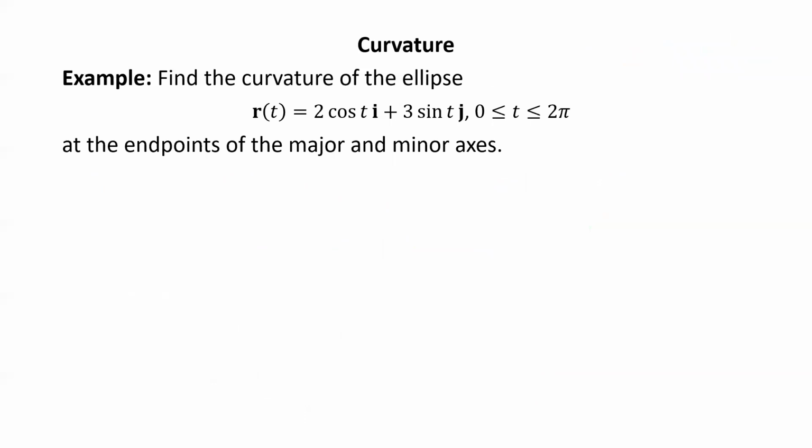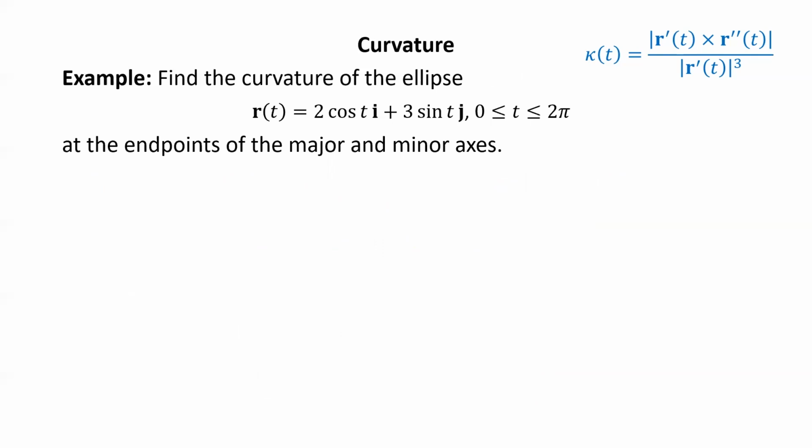Let's look at an example that's a little more complicated. Find the curvature of the ellipse r of t equals 2 cosine t i plus 3 sine t j for t between 0 and 2 pi at the endpoints of the major and minor axes.